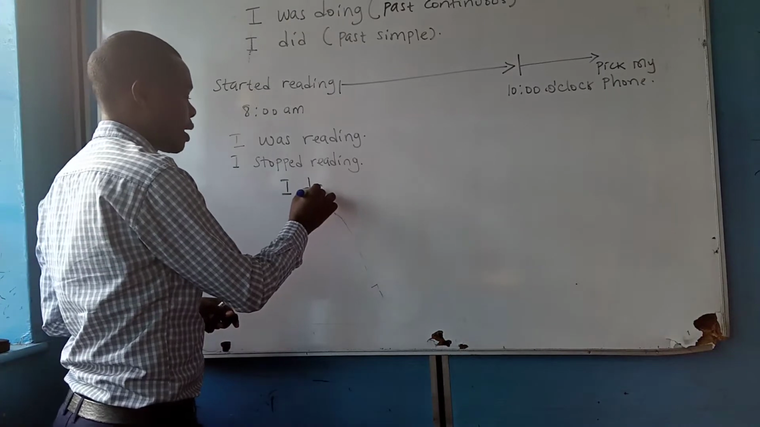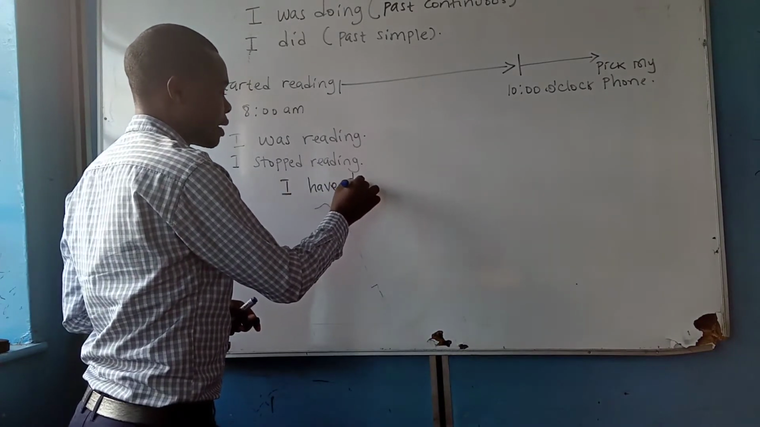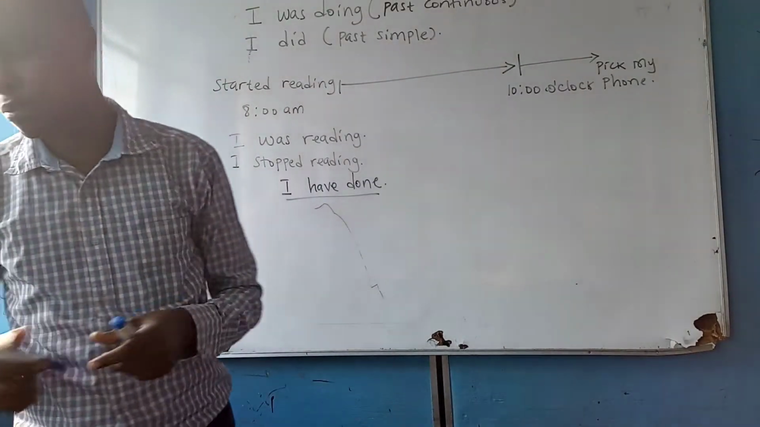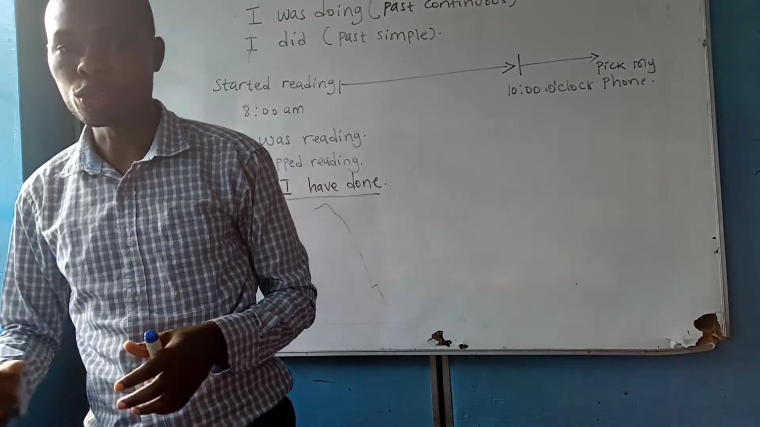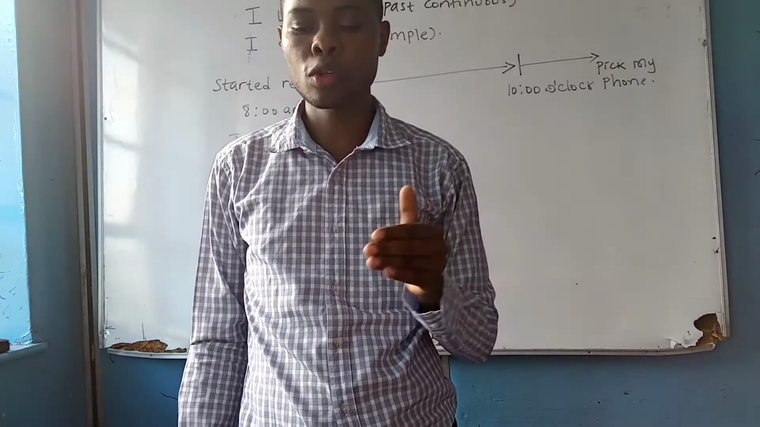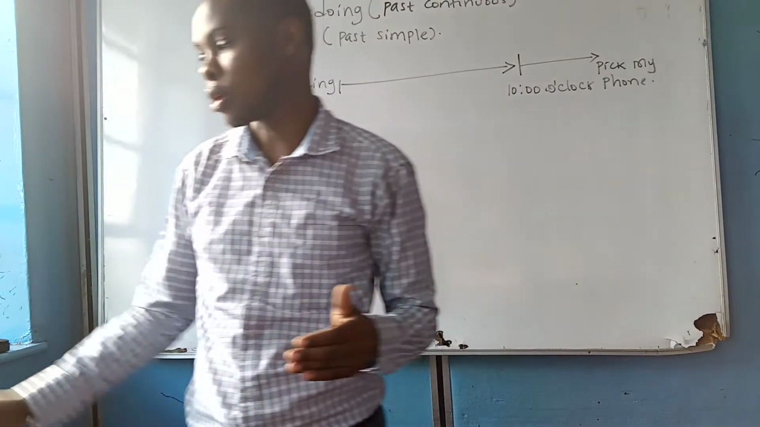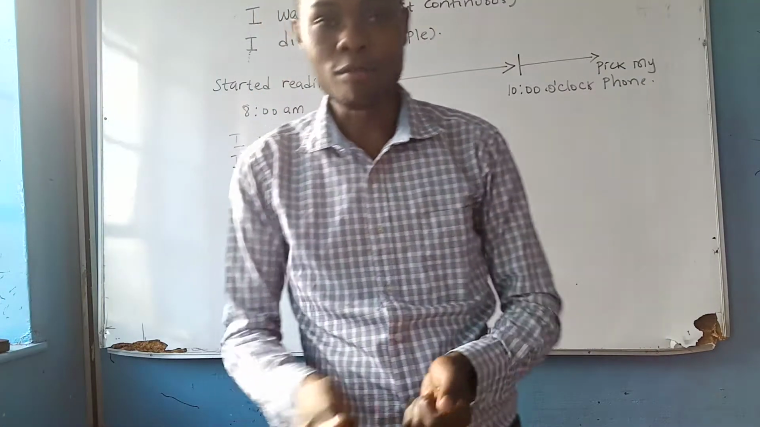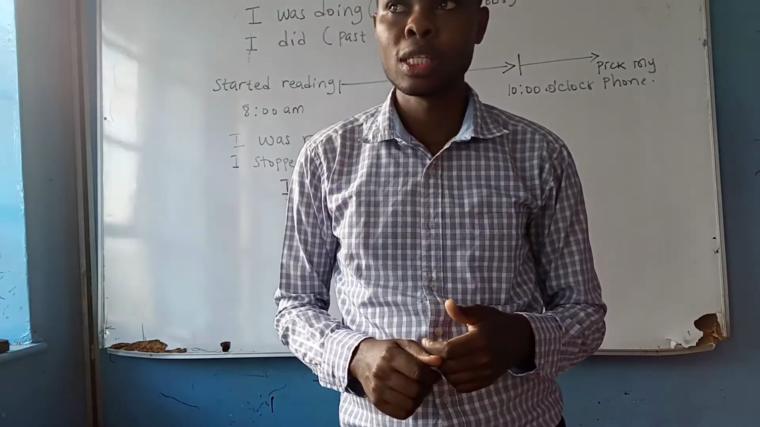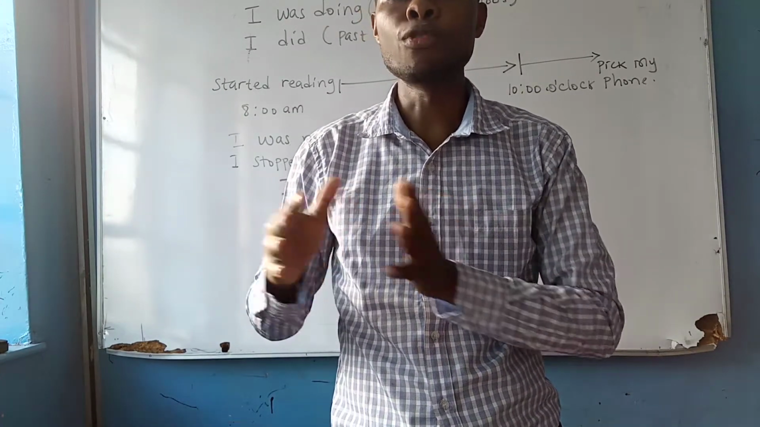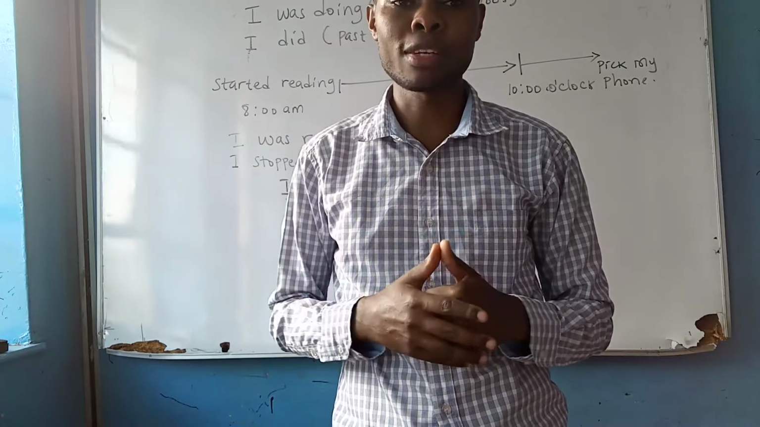I have done. I have done is the present perfect tense. It is used to say that an action happened some few minutes ago, or an action has happened some few minutes ago. Now, if I say, I have washed my clothes, which means that the action has just ended some few minutes ago, or I have finished washing my clothes some few minutes ago.